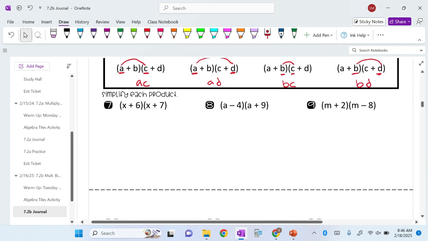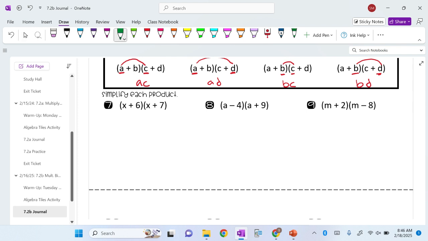So let's look at example 7. I'm going to do this one with FOIL, since we already did technically one example with box method in our lesson today. Heads up, please, guys. So I'm first going to do my first terms. So I'm going to multiply my first two terms, or x times x. What's x times x? So think algebra tiles. It's x squared.